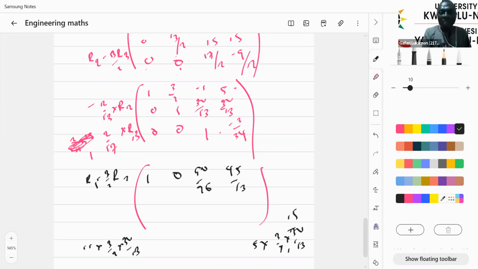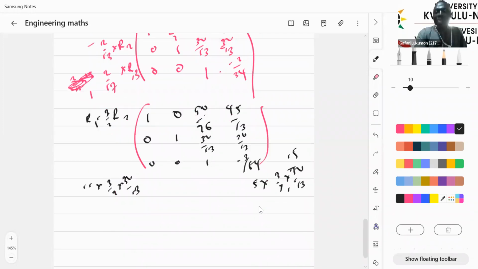Then what do we have left? This is also 0. This is 1. This is 30 over 13. This is 30 over 13. Then this is 0, 0, 1, then minus 3 divided by 64. We are getting there. And don't forget, what is left is to make this guy to be 1. And that is not difficult to do as well.